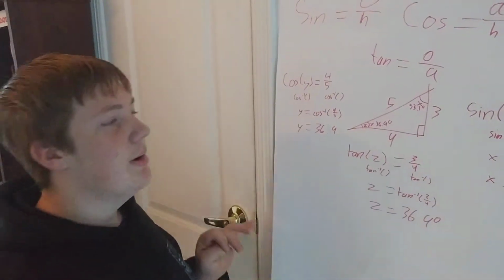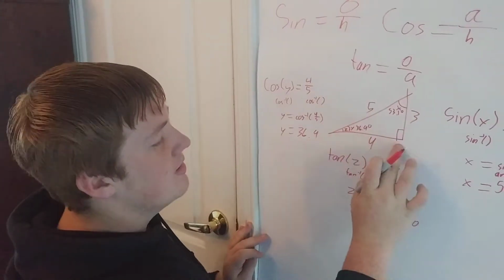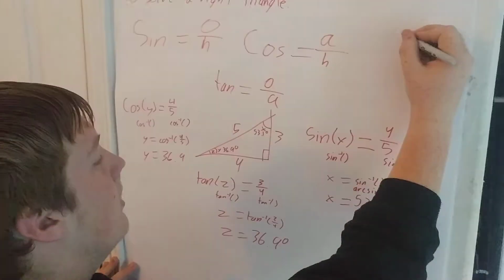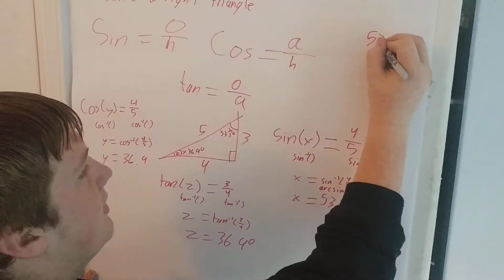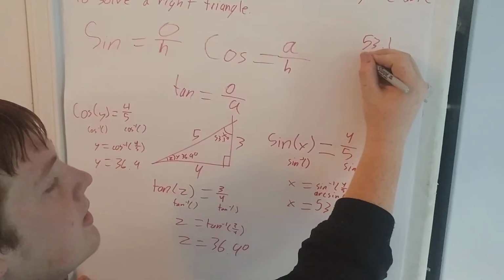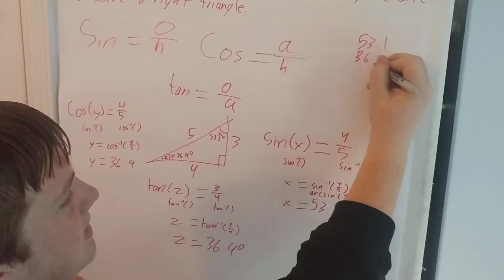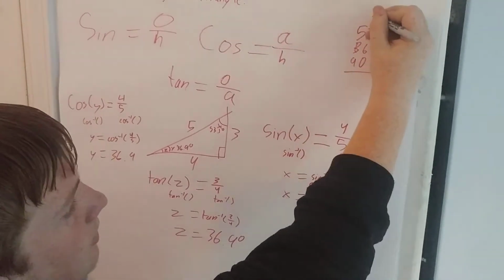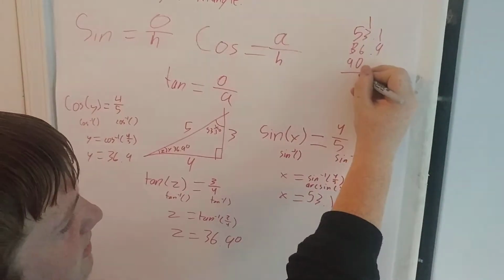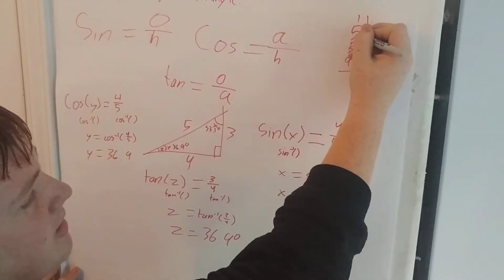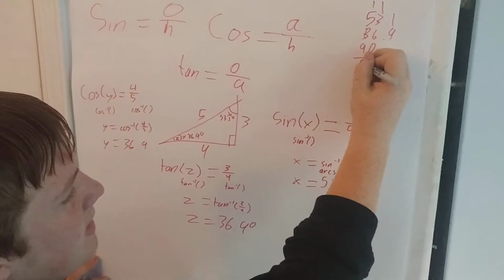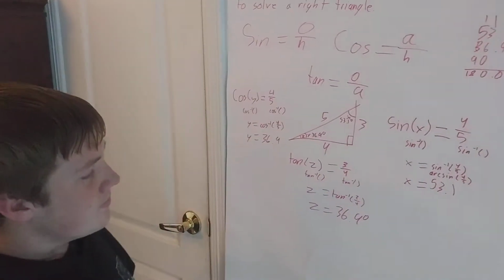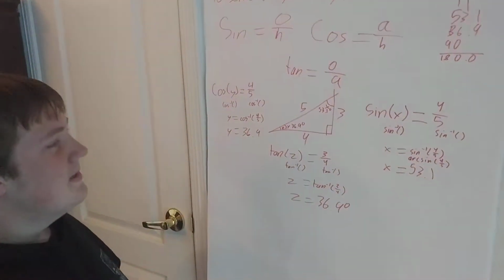Now, to check this right triangle, we need to make sure that all these are correct by making sure they add up to 180. So, we have 53.1, 36.9, and 90. 4 plus 6 is 10. 6 plus 3 is 9, plus 9 is 18. 180, we are good.